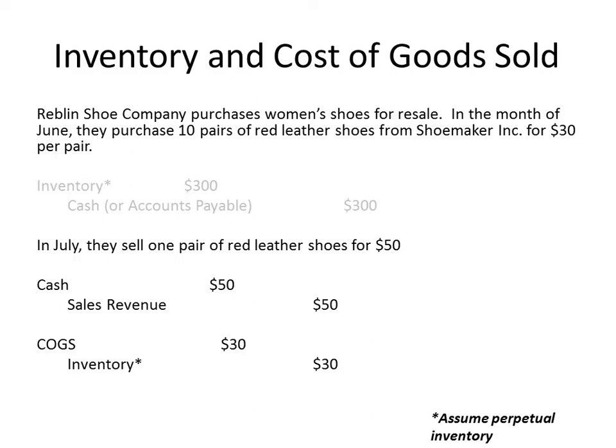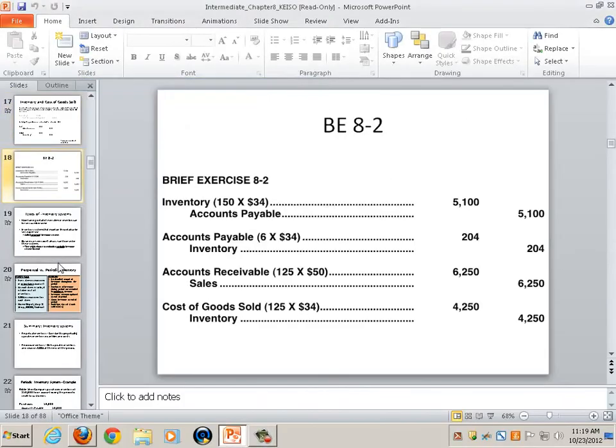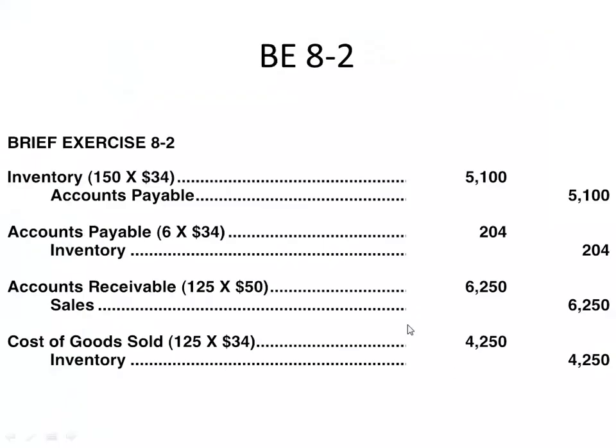Okay? So if you see a journal entry that debits cost of goods sold and credits inventory, what world do you know you're in? Perpetual inventory. Good. So let's try brief exercise 8.2, just to practice some of these entries. Okay. Any questions on that? No questions? Okay, I'll leave it up for a minute and then we'll move on.